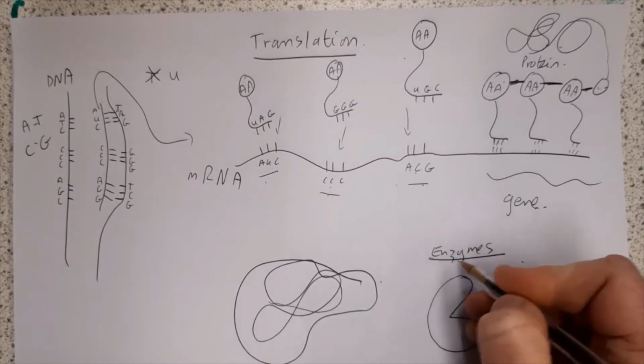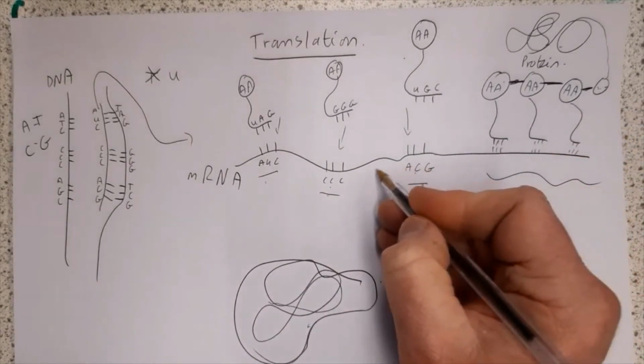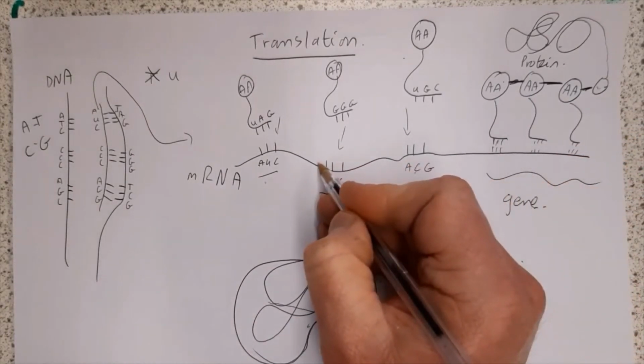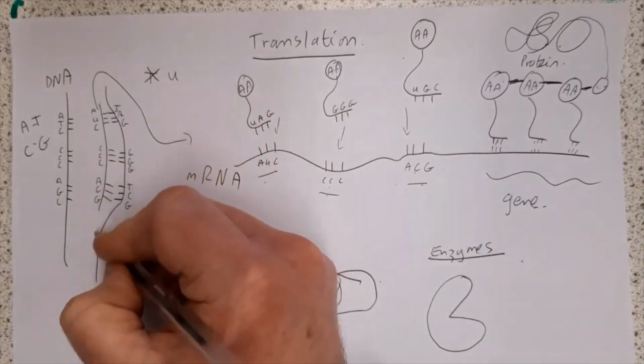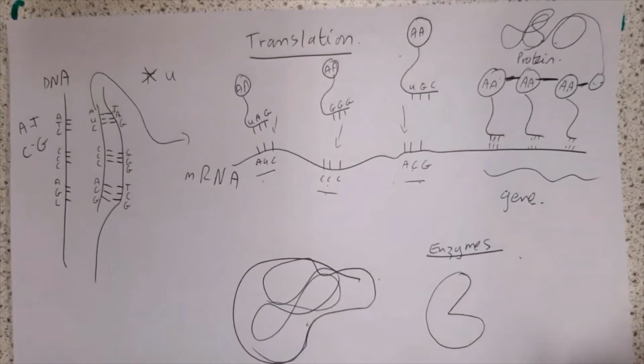So enzymes have a shape, and that shape is determined by this sequence on the mRNA, which is in turn a copy of the sequence that's on the DNA. So that is how proteins are formed.